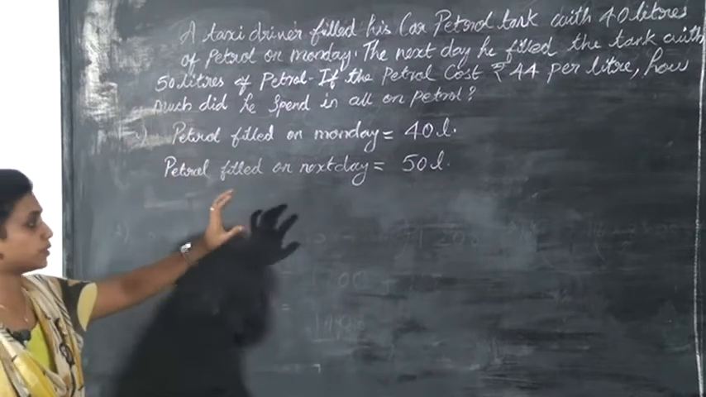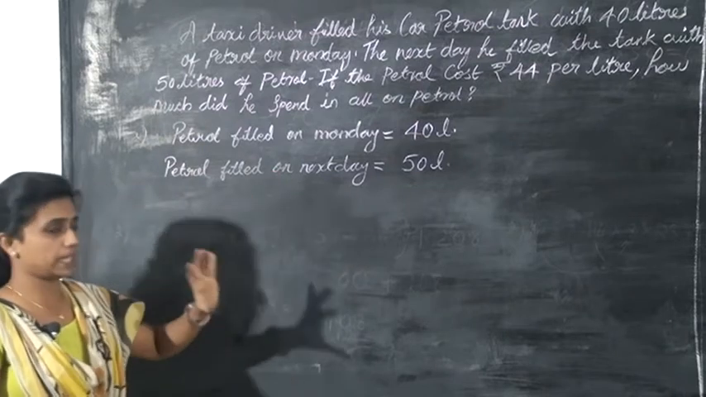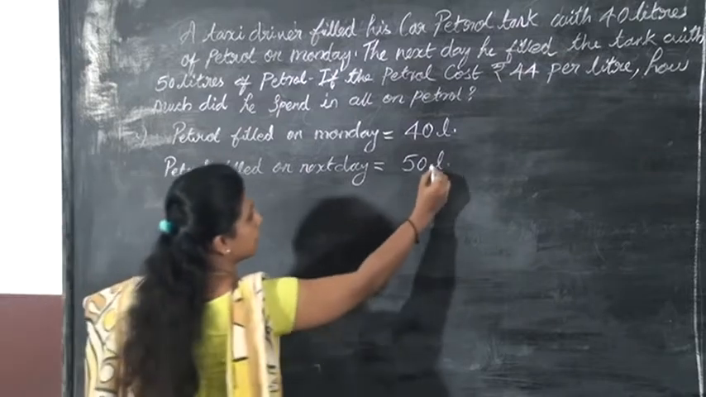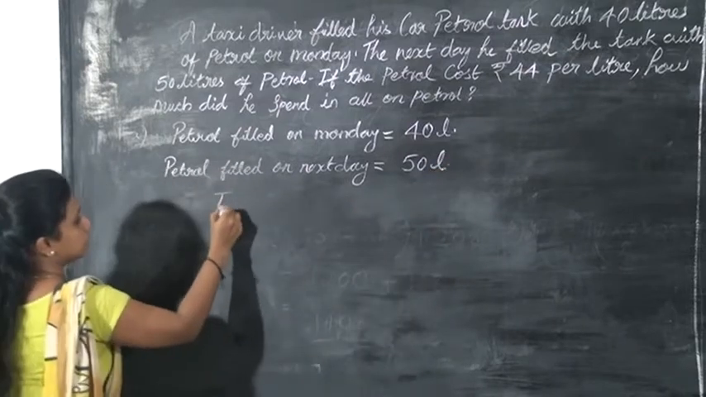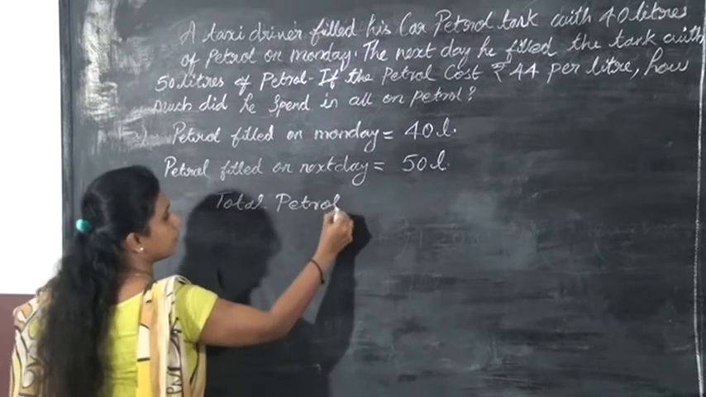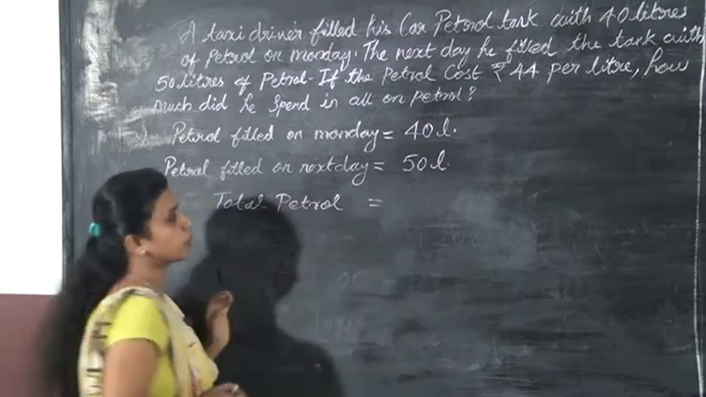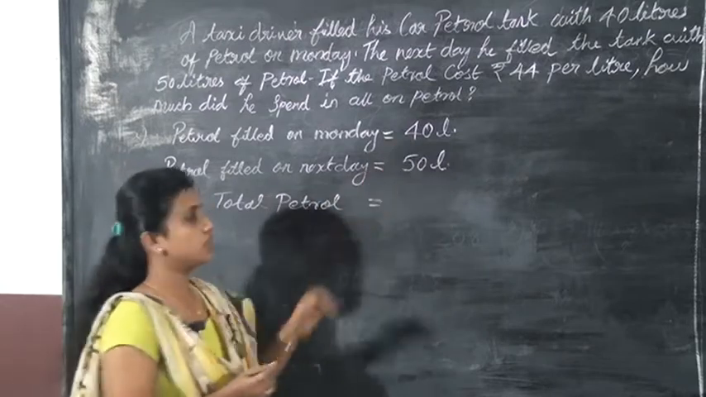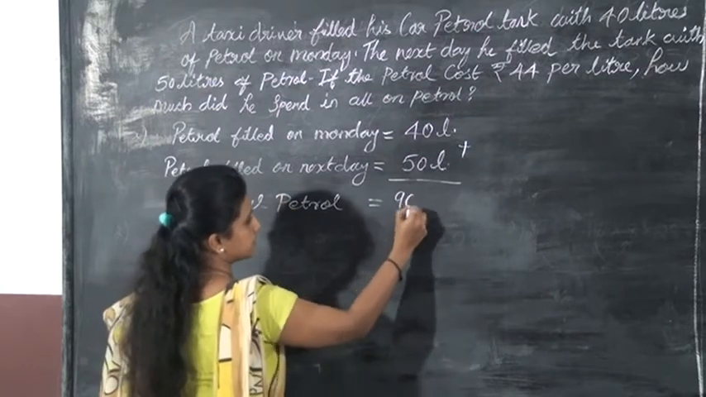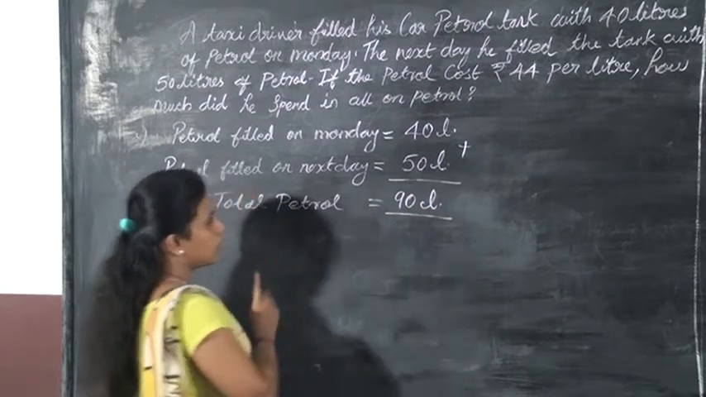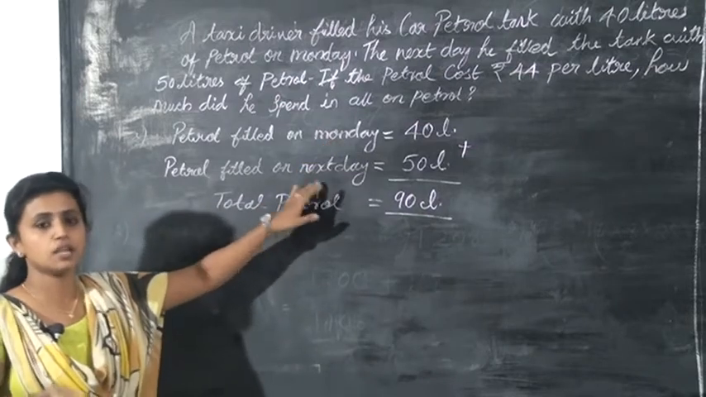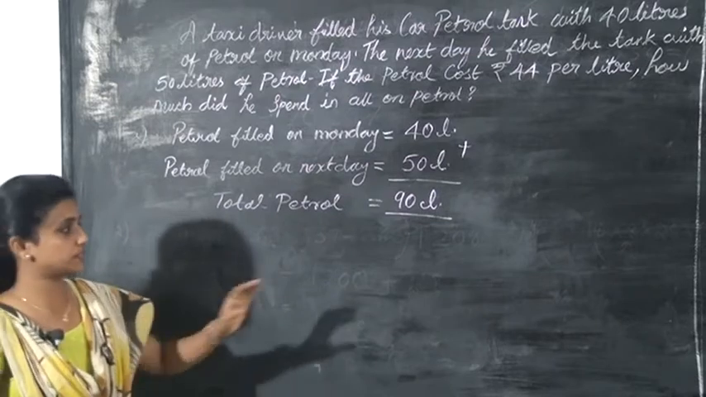Now we want to find the total petrol filled on these 2 days. So we want to find the sum of these 2 quantities. What's the answer? It is 90 liter. On Monday 40, on the next day it is 50. So the total petrol filled on those days is 90 liter.